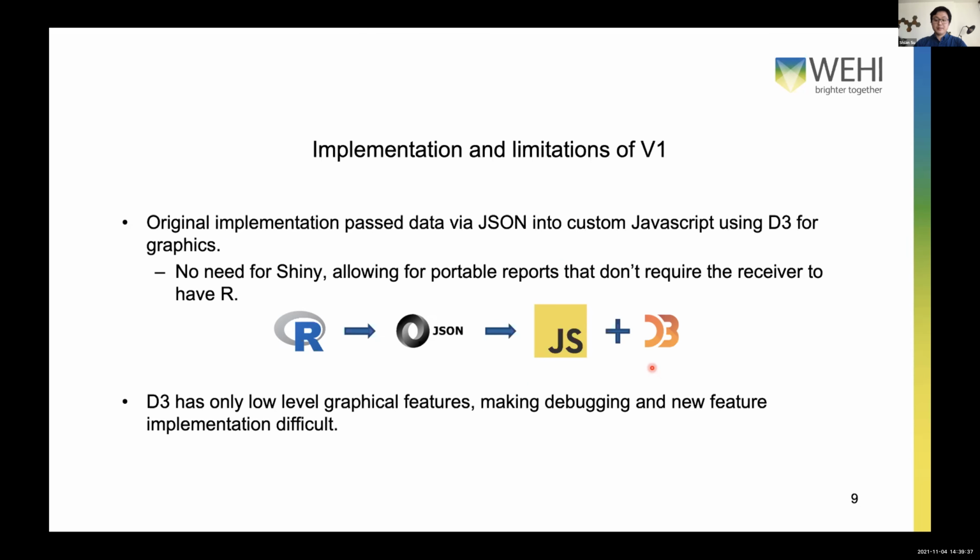But the main limitation was that D3 was very low level. It wasn't really a plotting library so much as it's a graphical library. You can do very flexible things with it. It's very low level. You're just drawing circles and lines, but it doesn't just create a scatter plot. It doesn't create a bar plot for you. So that made producing new features, debugging, and just various changes a lot more difficult, and eventually became quite unmaintainable as I moved on to other projects.